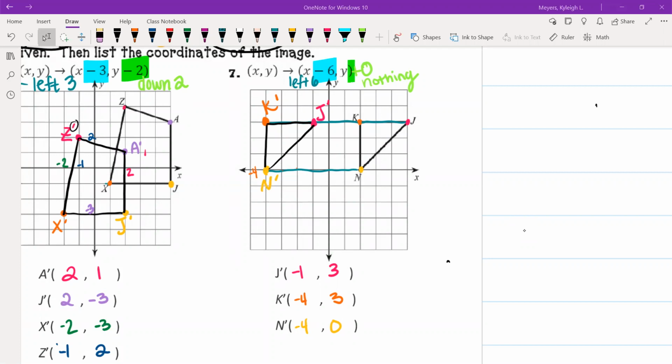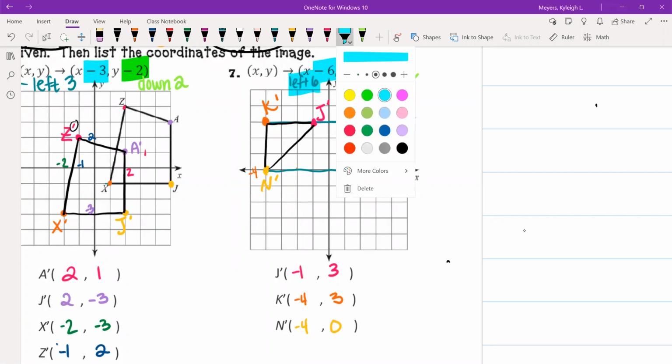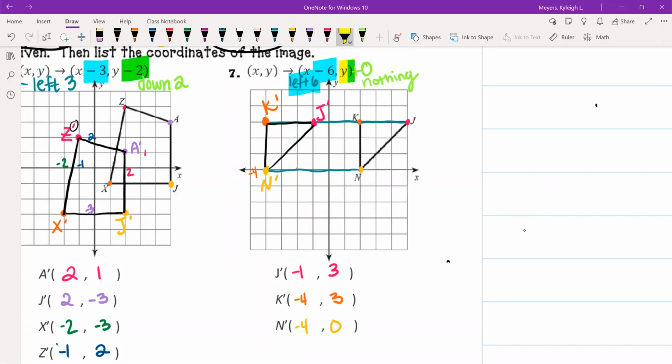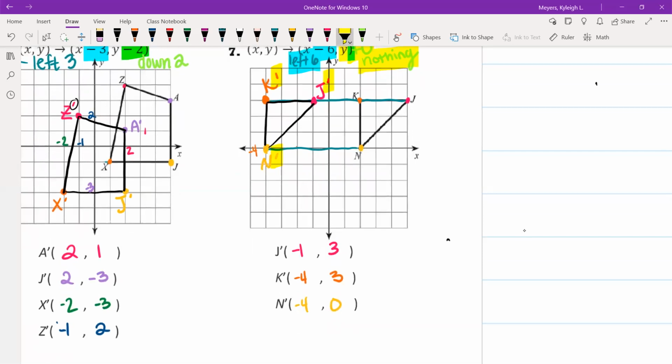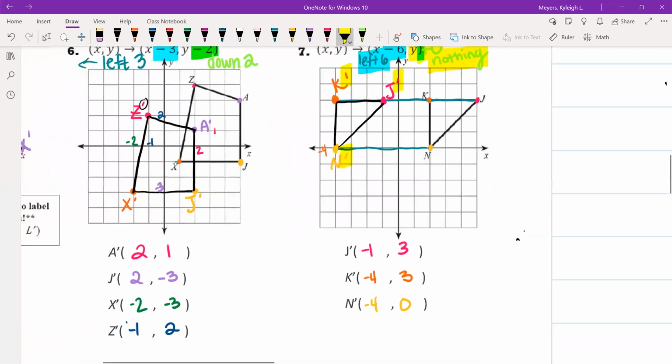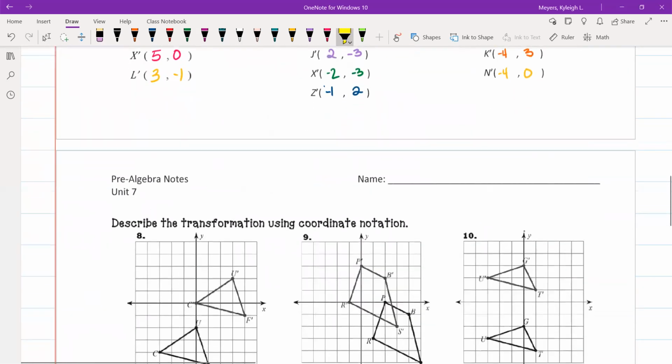So it had X -6. We know that -6 means we're going left 6, but it just has a Y here. And that really means a +0. So we don't do anything to our Y. So that means we're just going left 6. And when we go left 6, we move our K and our J and our N and make sure we do the little apostrophes there. And when you do that, you should get J is at -1, 3, K is at -4, 3, and N is at -4, 0. All right, let's go to the next page.